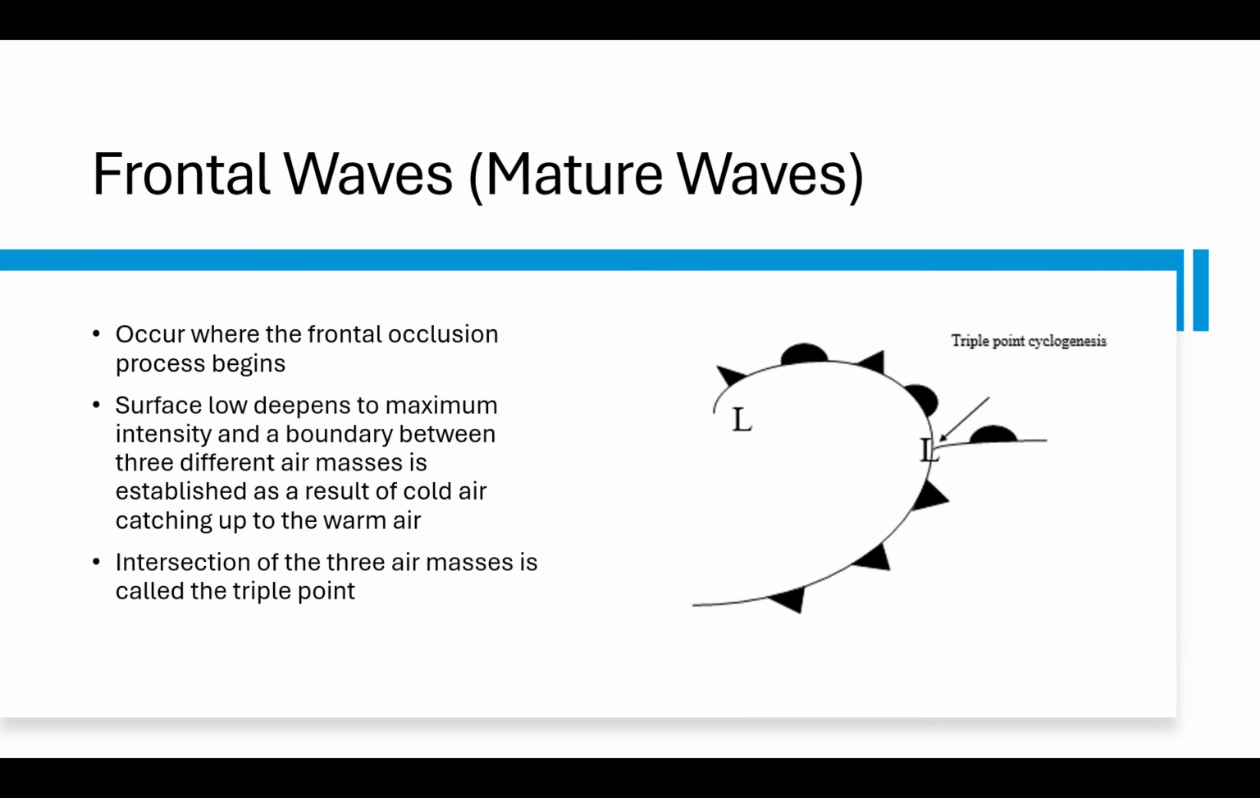All right, so we get the unstable wave. Now we're going to advance in intensity. We're going to move into the mature wave stage of this wave cyclone. Now this is going to occur where you get the frontal occlusion process beginning.